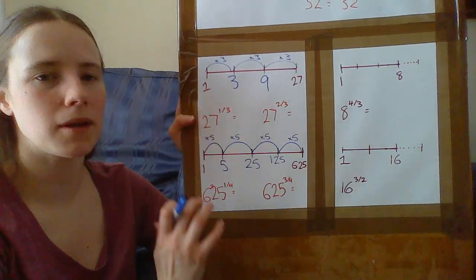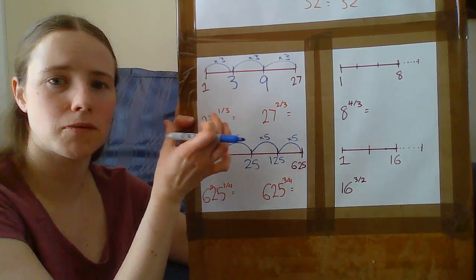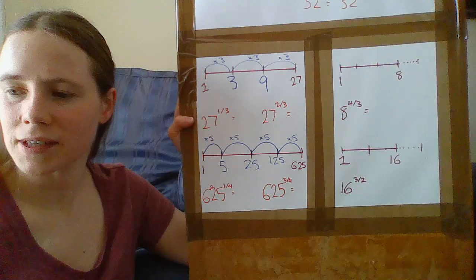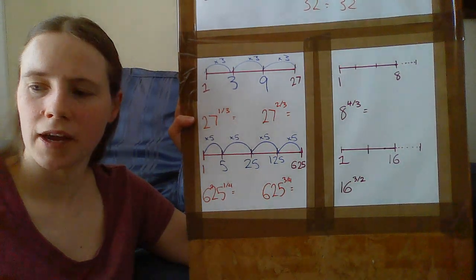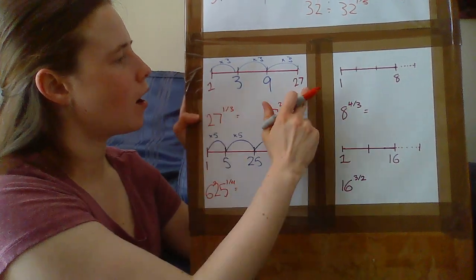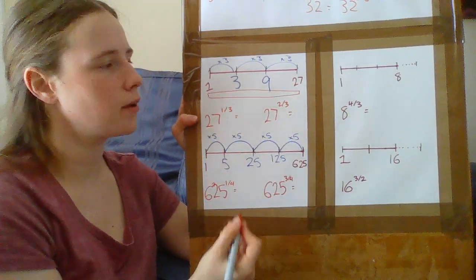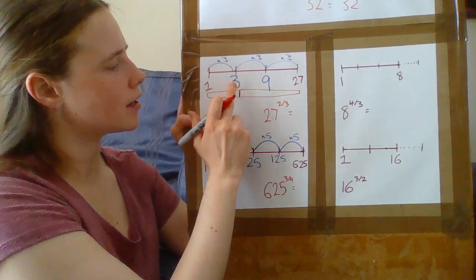So now that I've got my number line set up, I can go fractions of the way along in order to work out these powers. So 27 to the power of 1/3 is 1/3 of the way up to 27. So here's the overall gap. 1/3 of the way into that is 3.